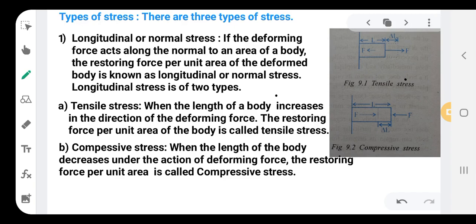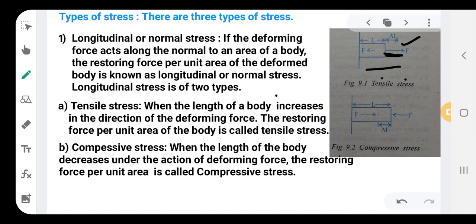So here in the first diagram you can see how the deforming force acts and the length has increased by delta L. Let us say the original length is L, and when the applied force F is there, there is an increase in the length, delta L. So what does the tensile stress say? When the length of the body increases in the direction of the deforming force, the restoring force per unit area of the body is called tensile stress.